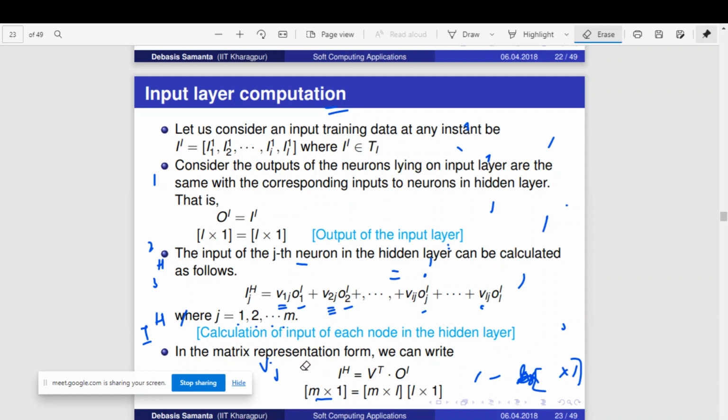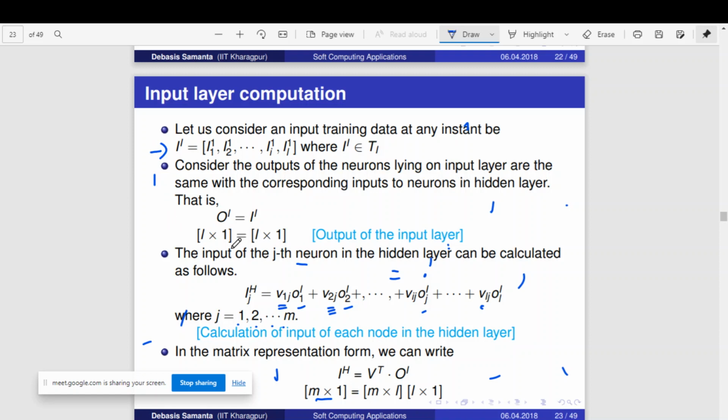That is, if you have a data set of 1000, we divide the data set into train data and test data. Normally we take 80% of the data as train data and the remaining we consider as test data. So any instance of an input I is given as I11, I21, and so on, up to IL1. Why is it up to L? Because there are L neurons. Why are there L neurons? Because our input contains L attributes. So this is the input at one point of time.